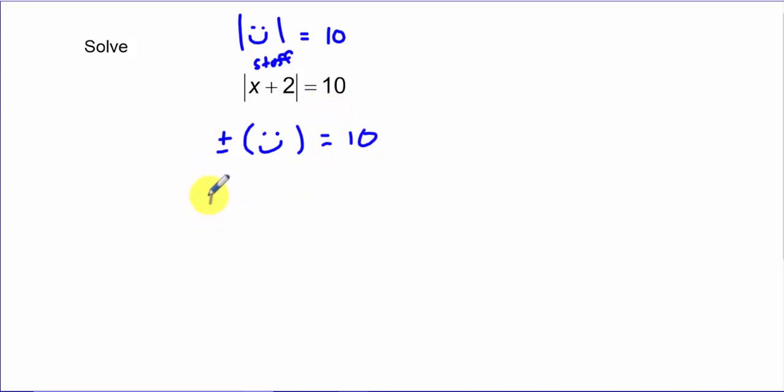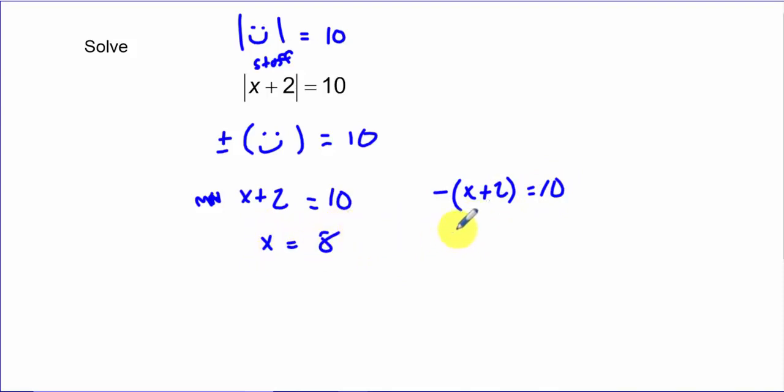So I have the positive value of x plus 2 is equal to 10. And I have the negative value of x plus 2 is equal to 10 as well. So then x is equal to 8. X plus 2 equals negative 10. And negative 12 is equal to x. And if you want to check it, plug it back in, there's the 10. That's negative 10, take the absolute value of it, and you have positive 10.